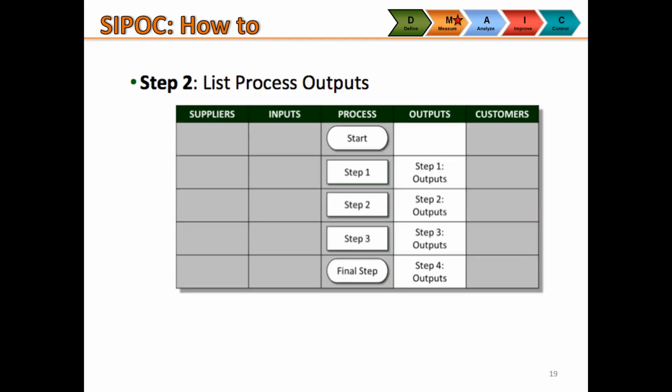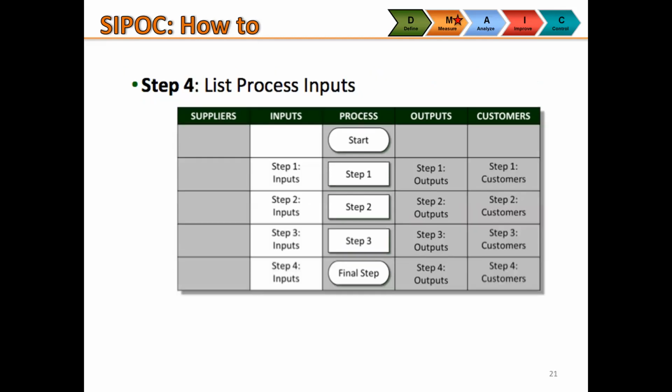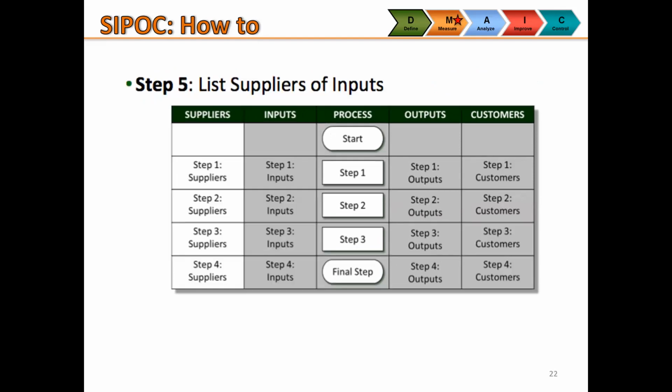And then you move on to outputs. What are the outputs for those processes? And then you go to customers, who benefits from the process outputs. Then we work back to inputs. And then we work back to suppliers.